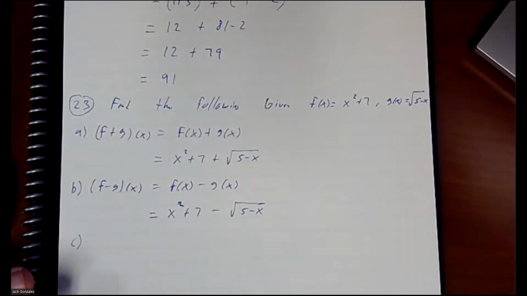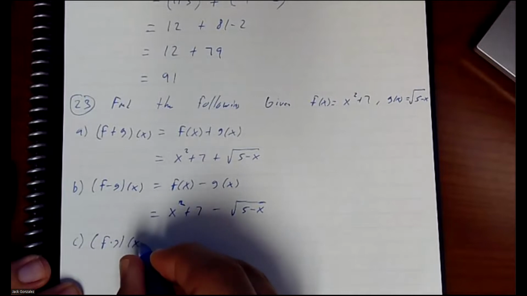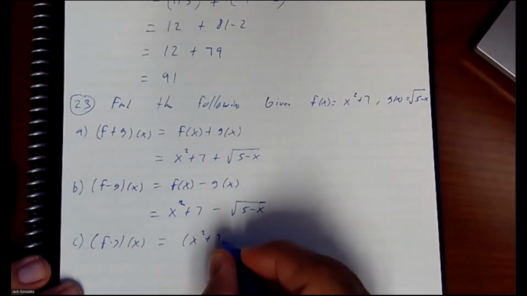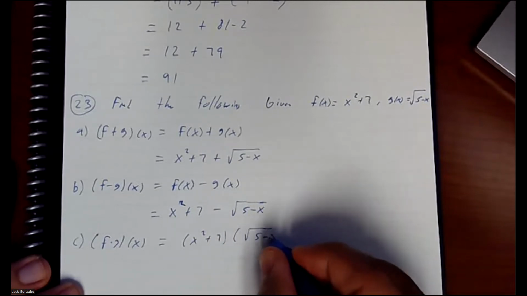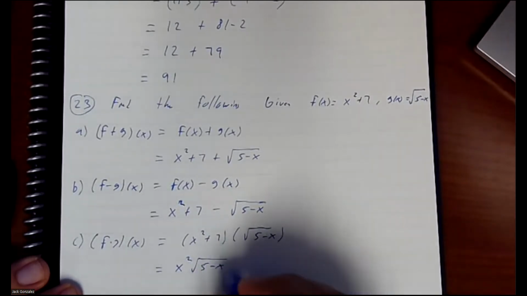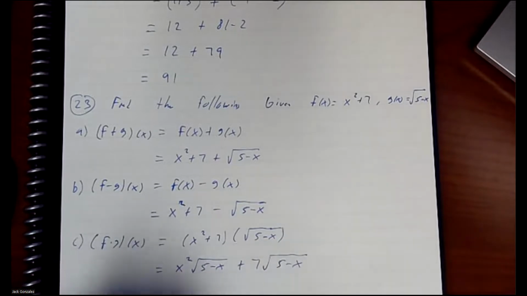C, f times g of x will literally be x squared plus 7 times the square root of 5 minus x, which would be x squared plus 7 times the square root of 5 minus x.